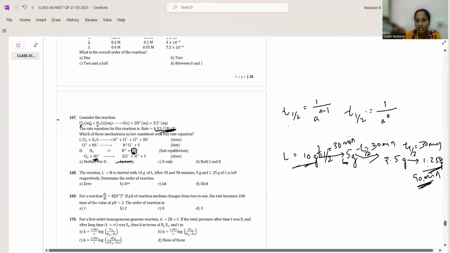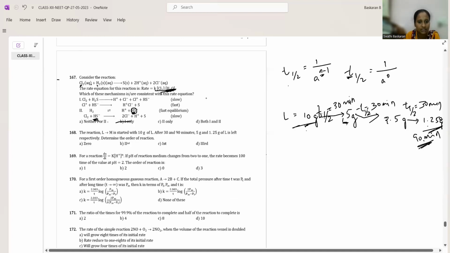So which means that you are assuming n to be first order. So if it is first order, then T half is independent of the initial concentration. So hence the answer is quite easily understood that it must be option C, which is nothing but the first order reaction.